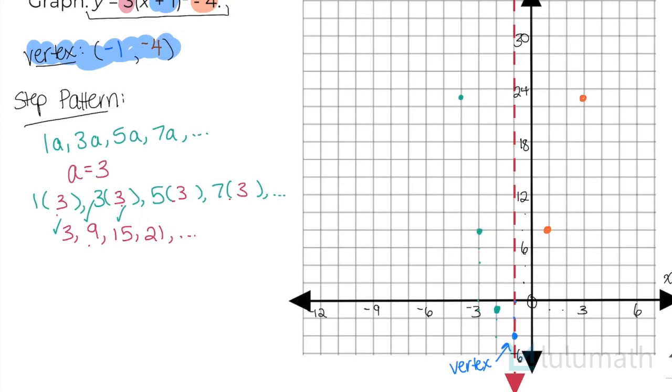And then for my last point here, I would just go to the right by 1, go to the right by 1 again, and there's my new point here. Connect the dots and you have your parabola. And that's it for this question.